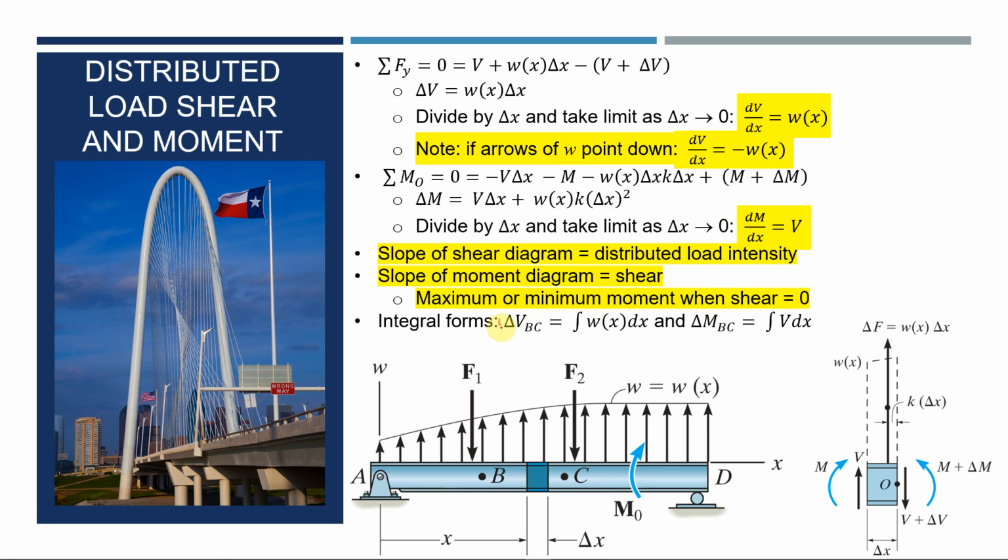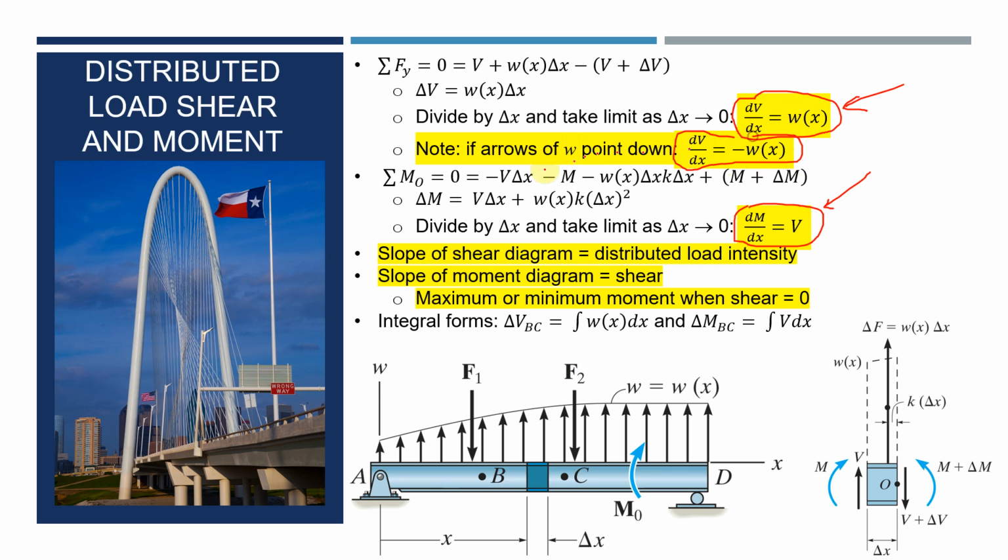Integral forms. Now we can get the change in shear force from B to C by integrating this, and the change in moment from B to C, we integrate the shear force. So all this math surrounding it zeroes in on these two equations. That's what you need to know. Watch out for signs, though, also, if the arrows of W point down.